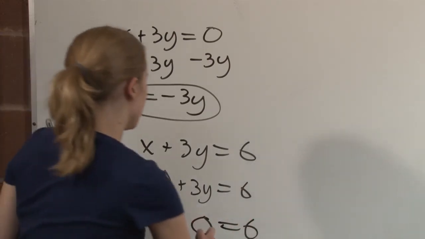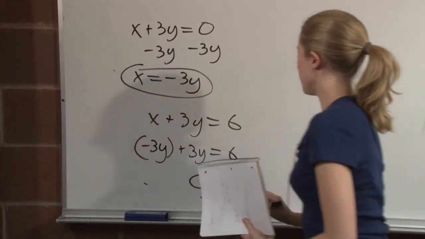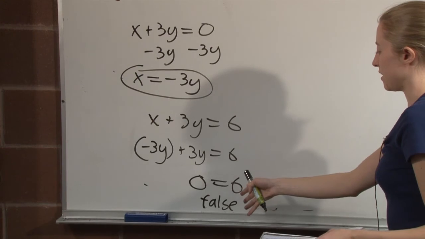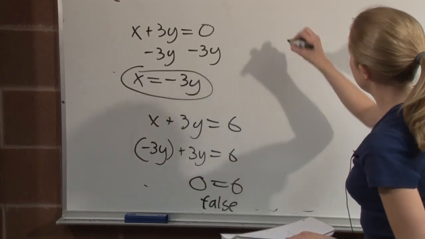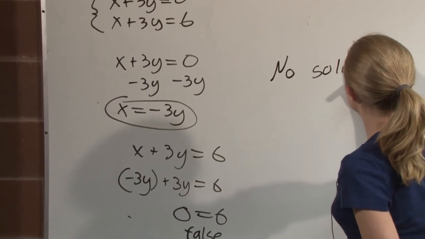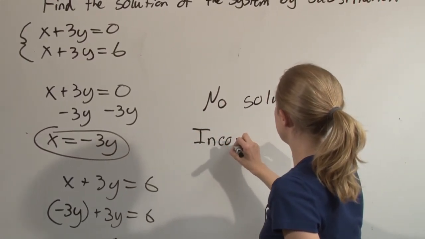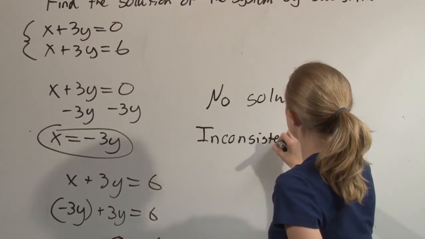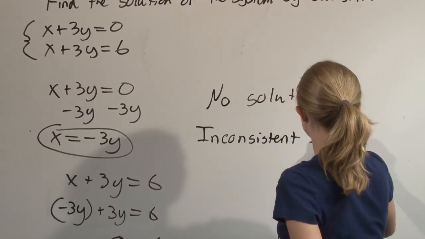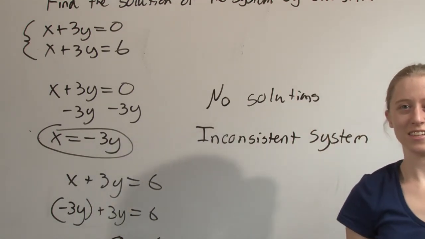That's not true. So if you are solving through and you run into something that is clearly not true, then you have no solutions, and it's an inconsistent system. And that concludes section 4.2.